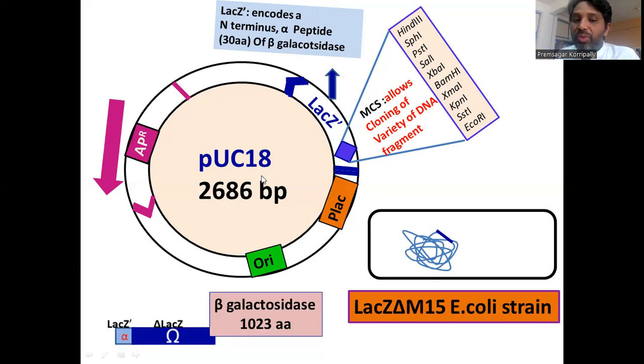Whenever pUC18 is transformed into the E. coli strain with the mutated lacZ region, what will happen? We will see in the next slide, in the presence of IPTG and X-gal. This mutated lacZ region encodes the omega peptide of beta galactosidase, which is almost 993 amino acids.